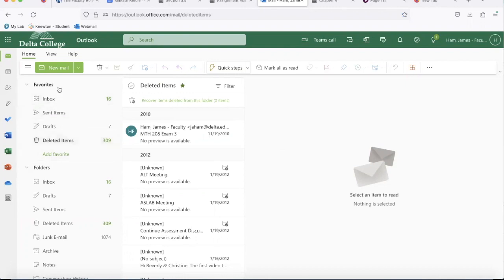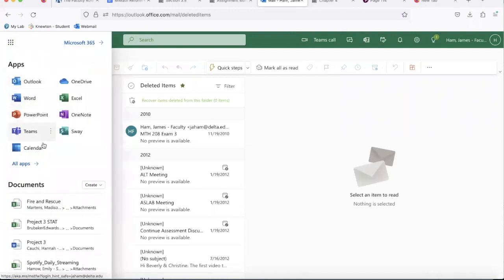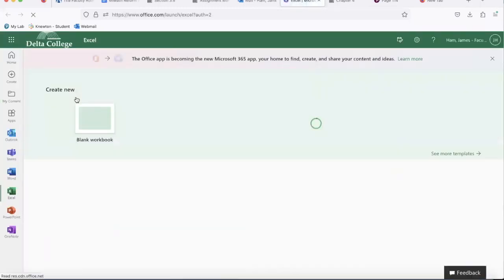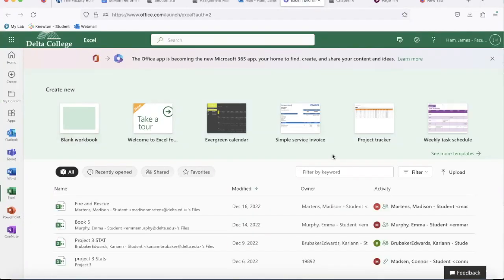And if you do, up here in this upper left, looks like 9 dots. When you click on that, you'll see here are all the Microsoft Office apps that we have. And the one you want is Excel. So just go ahead and click on it, and a version of Excel will come up. You can work online like this with creating an Excel spreadsheet from scratch.